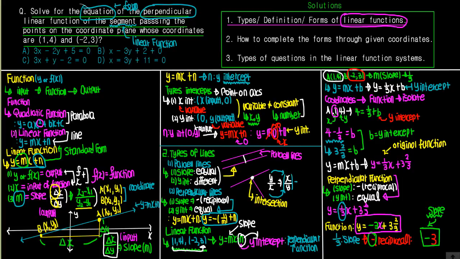That is perpendicular to our original function y is equal to 1 over 3 x plus 3 and 2 over 3.